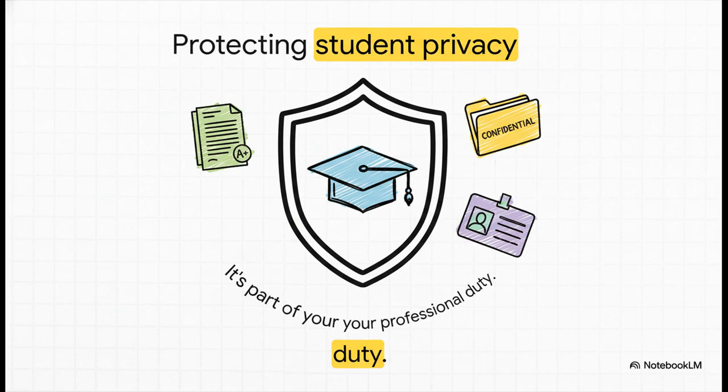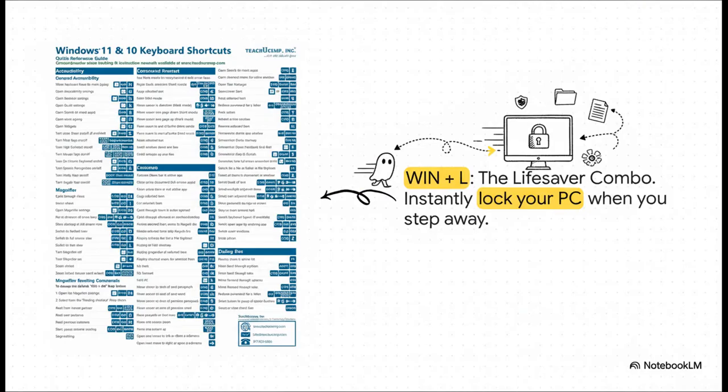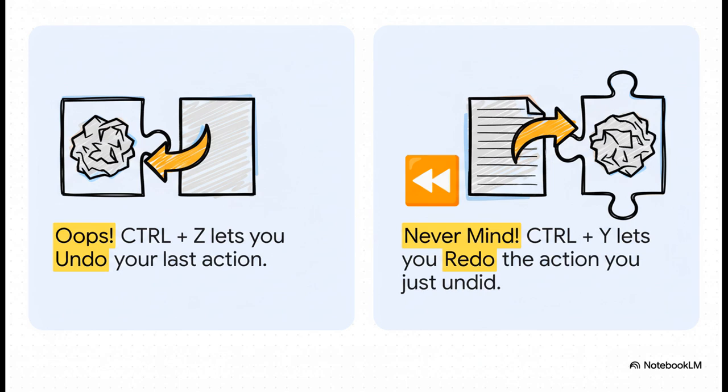An unlocked computer that's unattended is just a huge risk. Protecting student privacy is a core part of your professional duty, and the good news is, doing it can take less than a single second. And here it is, the solution. The Windows key plus the letter L. L for lock. The second you get up from your desk, even for a moment, make it muscle memory to hit this combo. Your computer is instantly locked and secure, protecting everything on it. This one is non-negotiable.